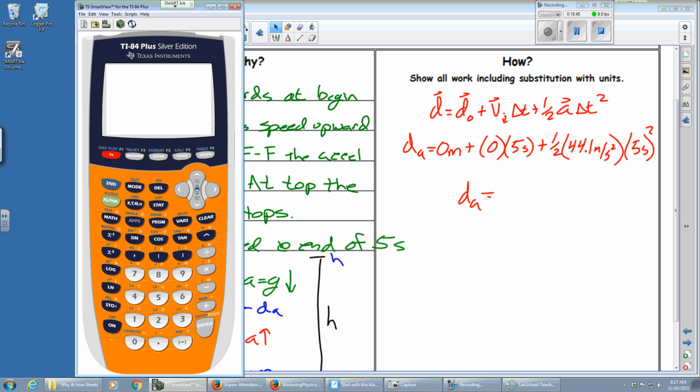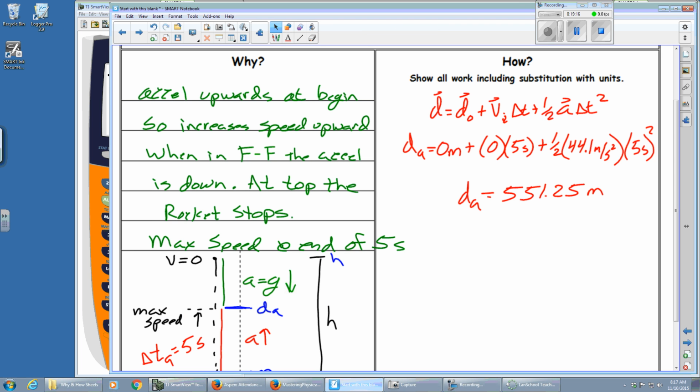Let's see, 0 times 5, 0, right? Okay, so 0.5 times 44.1 times 5 squared, and that gives me 500. So at the end of my red segment here, I'm up at 551.25 meters.